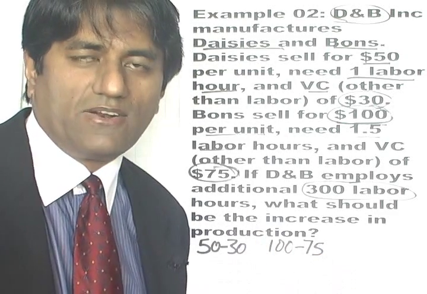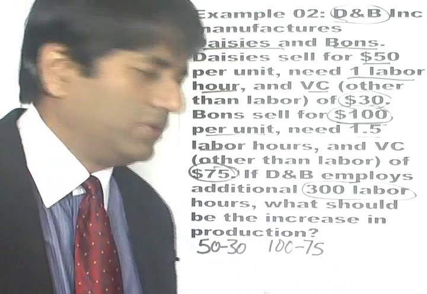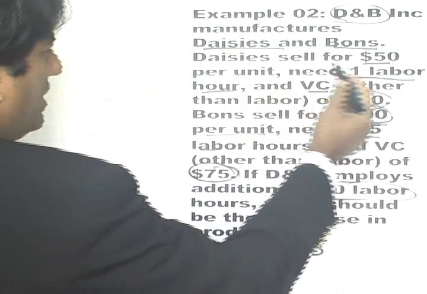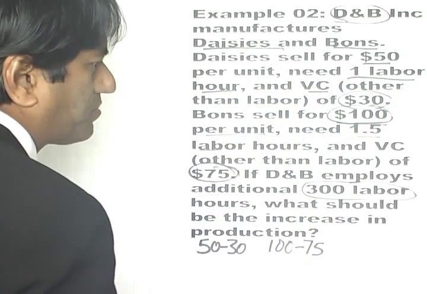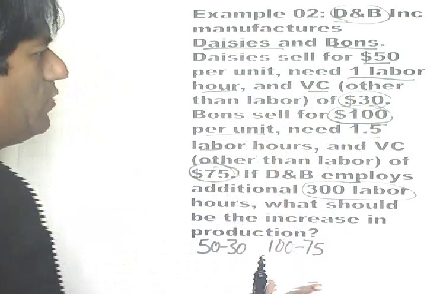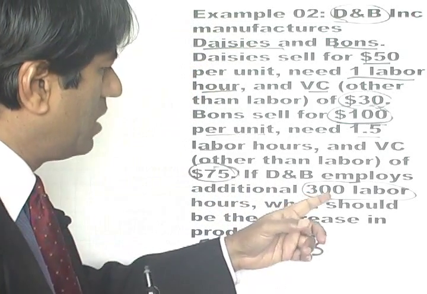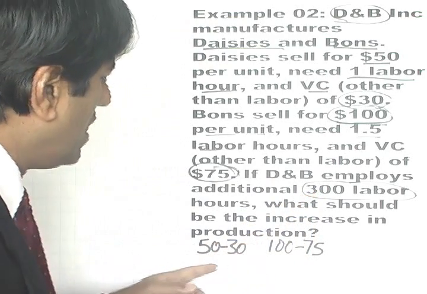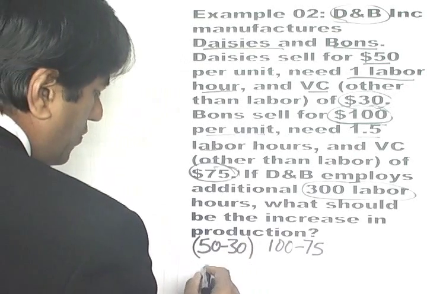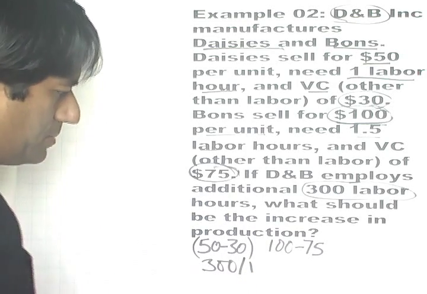That is not the only thing to be considered. Also, you have to account for how many more units of daisies or bonds can be produced. And for that, you have to look at how many labor hours they each need. Daisies need 1 labor hour to produce 1 unit. So if you employ an additional 300 labor hours, how many more daisies can you produce? Well, it will be 300 labor hours divided by 1 labor hour.